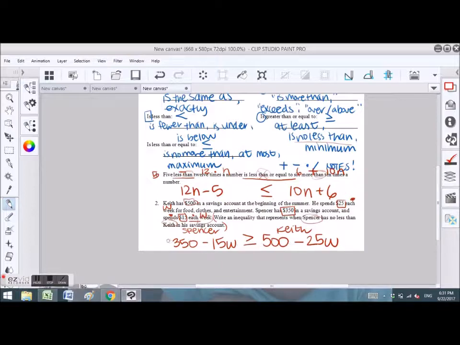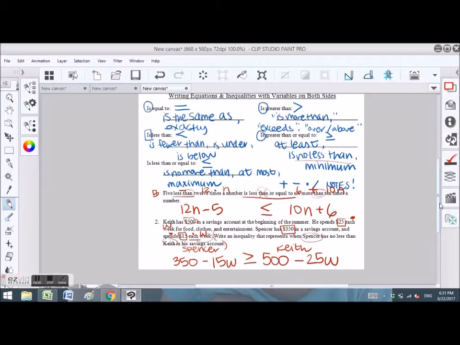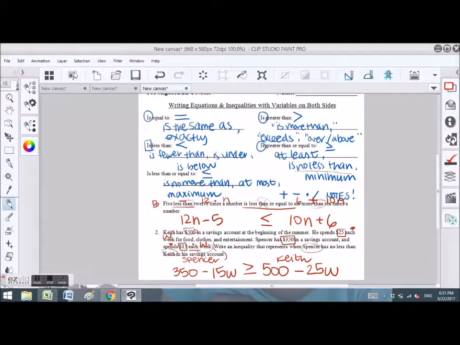For Keith, he starts with 500 and spends 25 each week. So each means multiply, week, W, 25. So we have 500 minus 25W. So this inequality represents when Spencer has no less than, so when Spencer has more than or the same amount as Keith. 350 minus 15W greater than or equal to 500 minus 25W.